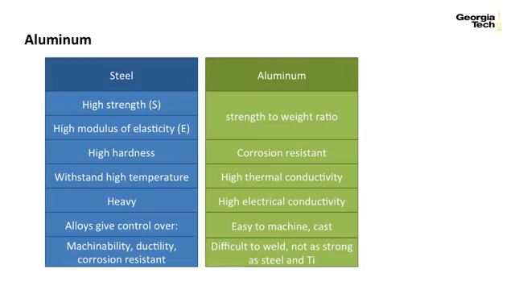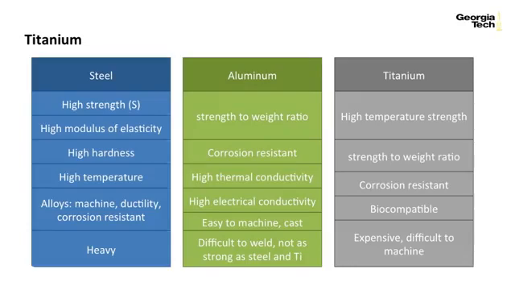So the next common material used in engineering is aluminum. Aluminum is known for its strength-to-weight ratio. It's corrosion resistant. It has high thermal and electrical conductivities, and it's very easy to manufacture, especially in machining and casting. The downsides for aluminum are, A, it's not easy to weld. It's not compatible with certain types of welding, and it's not as strong as steel or titanium.